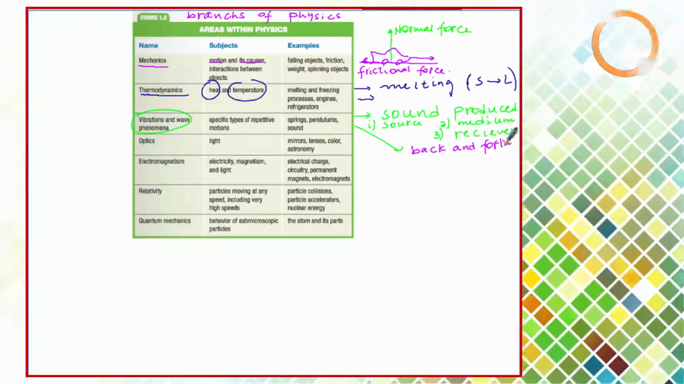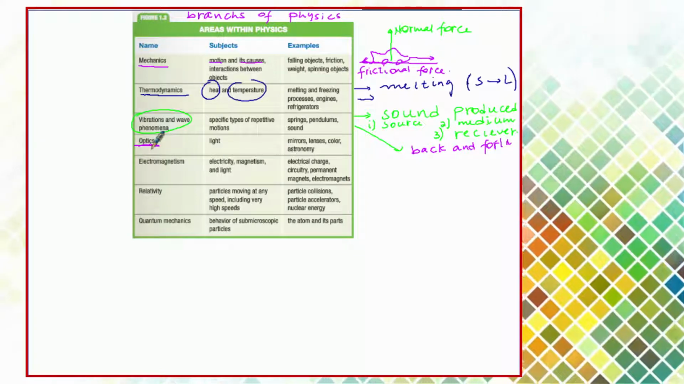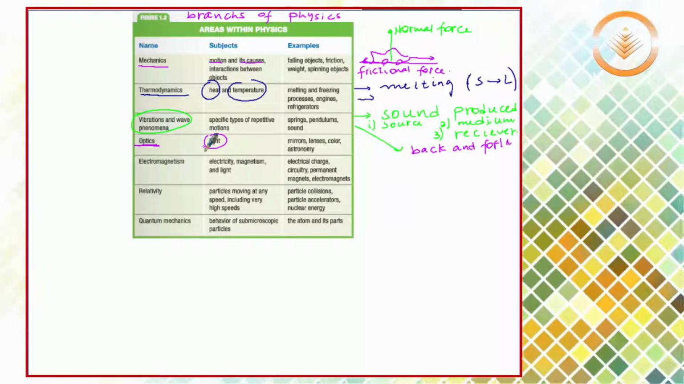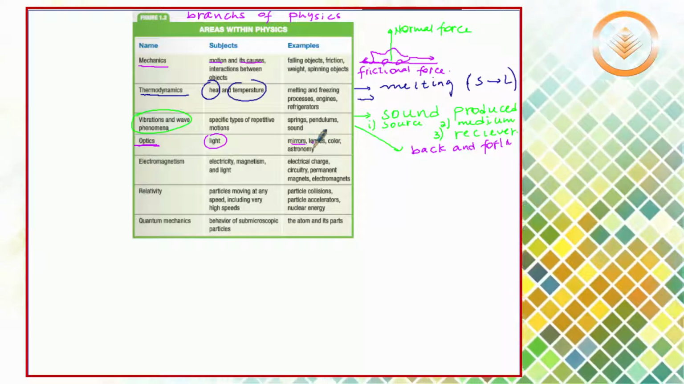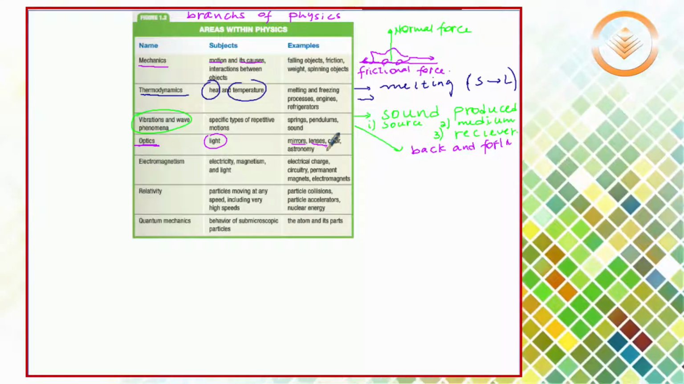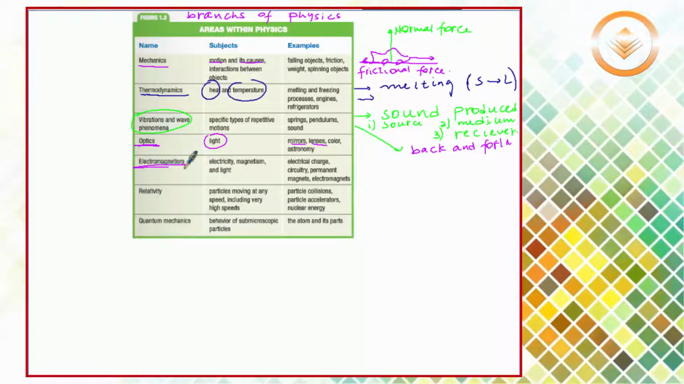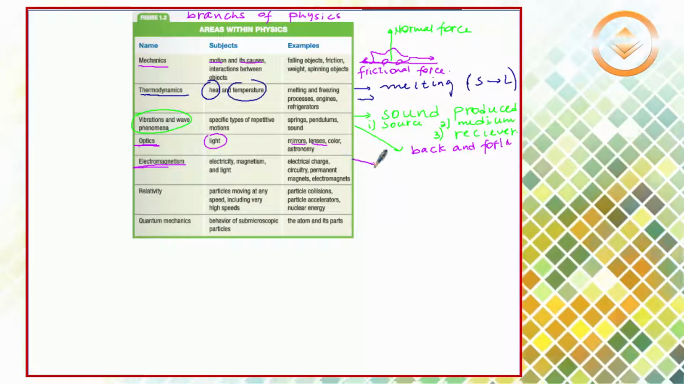The other branch is optics. Optics is a branch of physics that studies about light, or it mainly studies about how images are formed in a mirror or in lenses. Next to that, the other branch is electromagnetism. Electromagnetism studies about the relationship between electricity and magnetism.